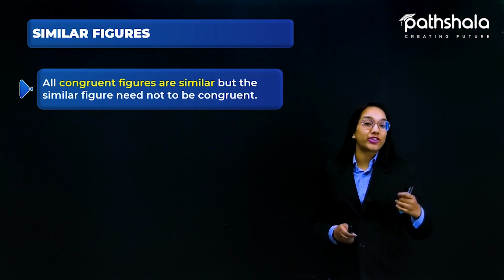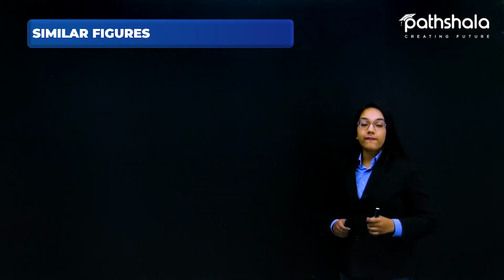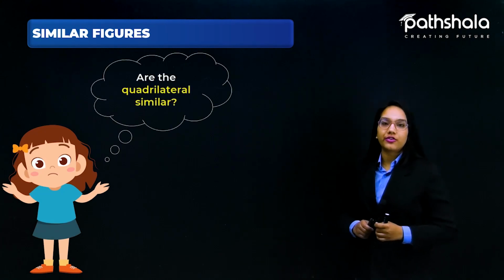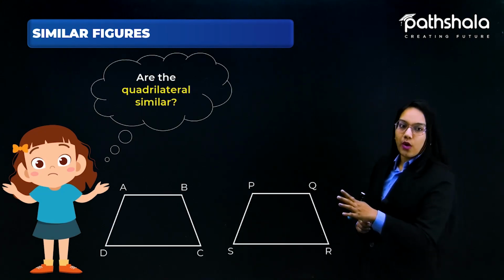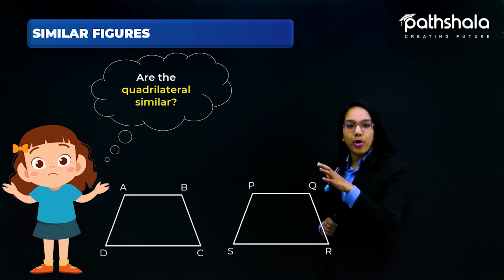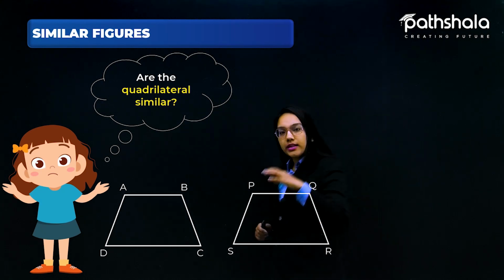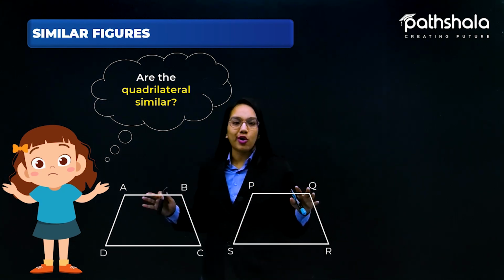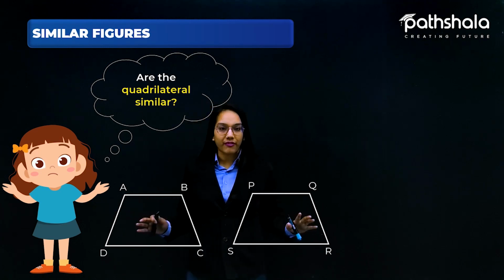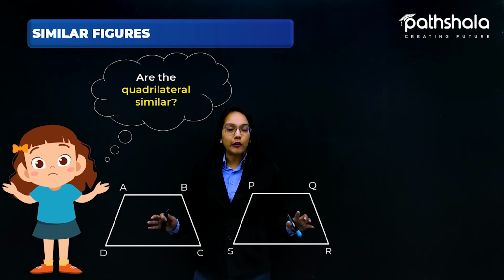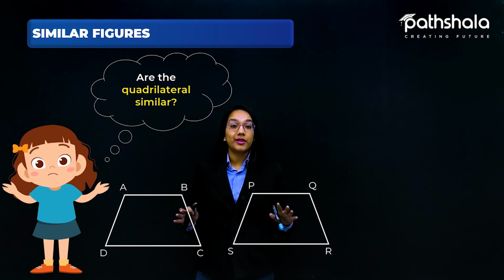Now suppose a question arises in my mind: if I have these quadrilaterals, what can I say about them? Are the quadrilaterals similar to each other or not? If I just look at them, I can say that these are similar to each other.